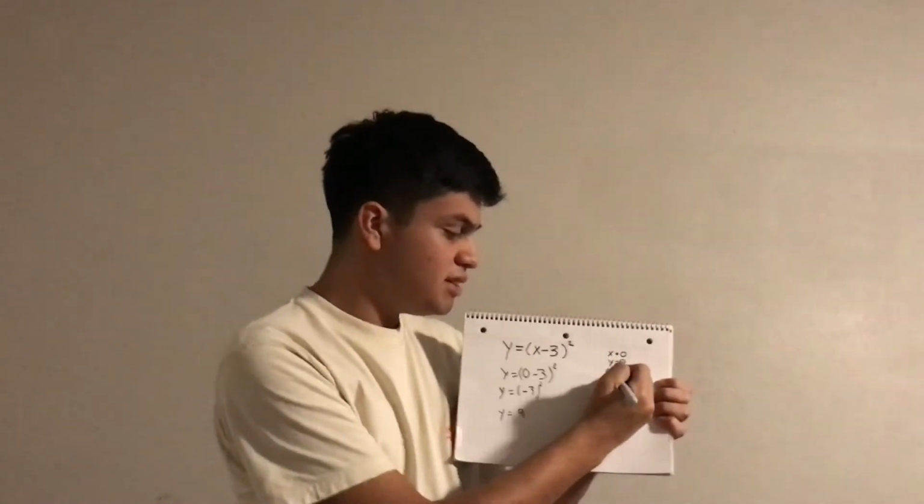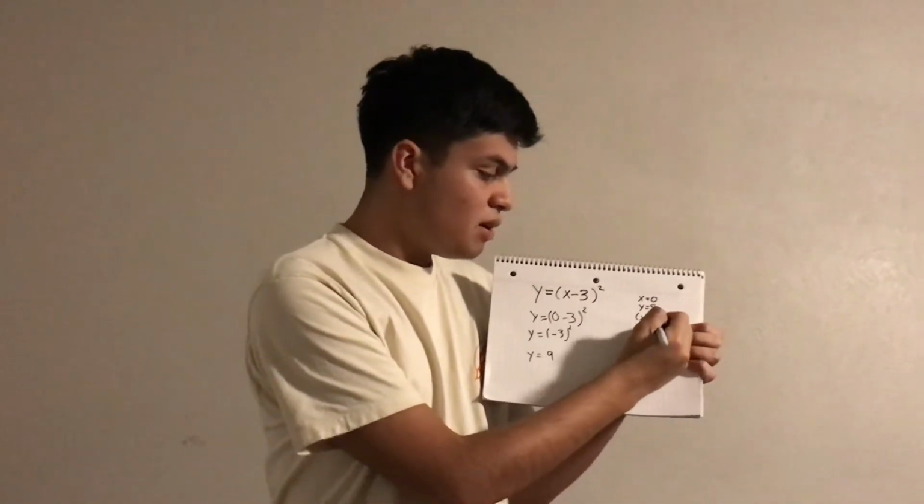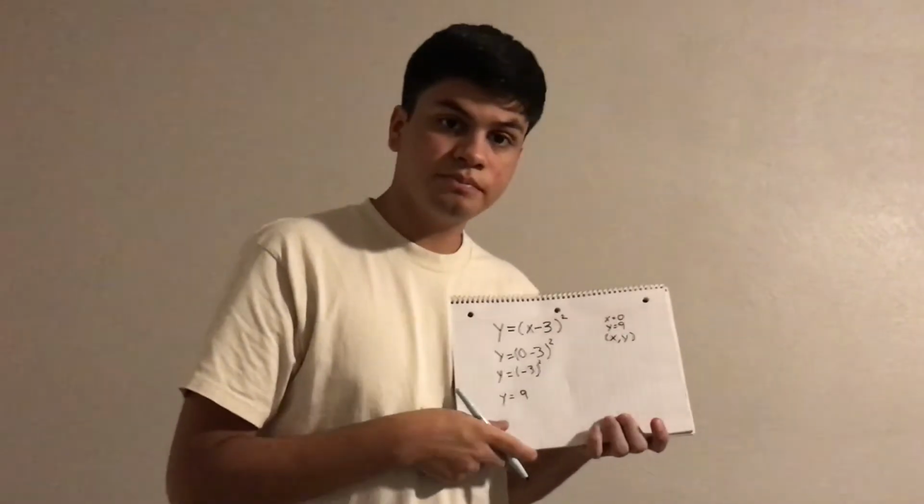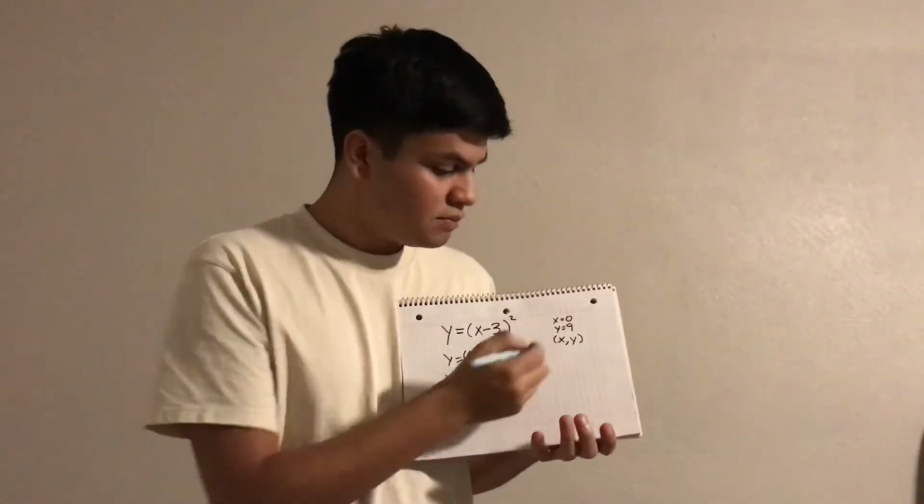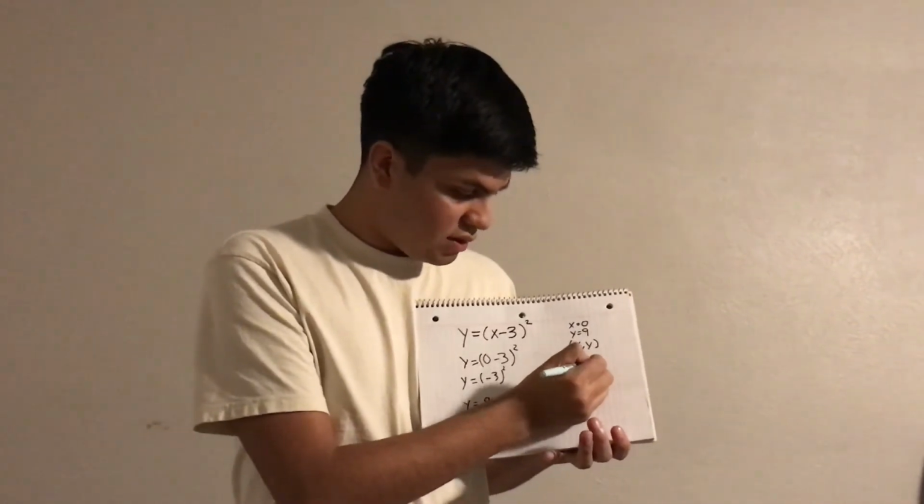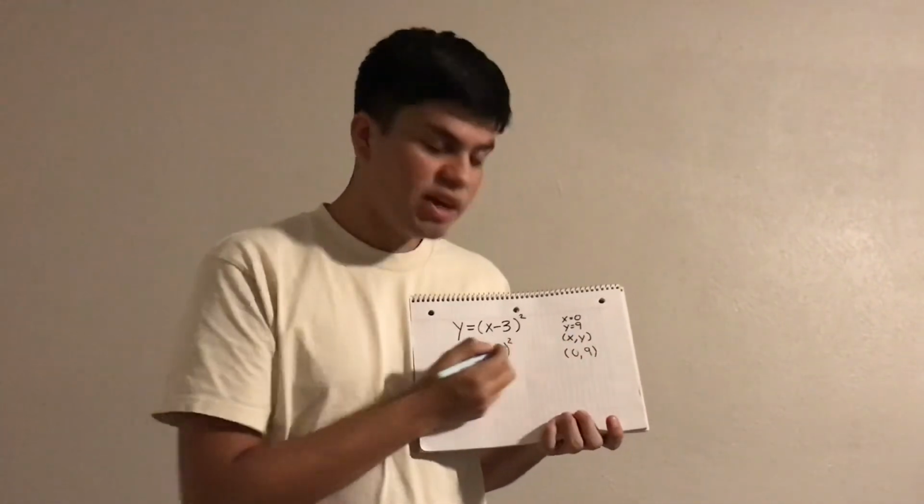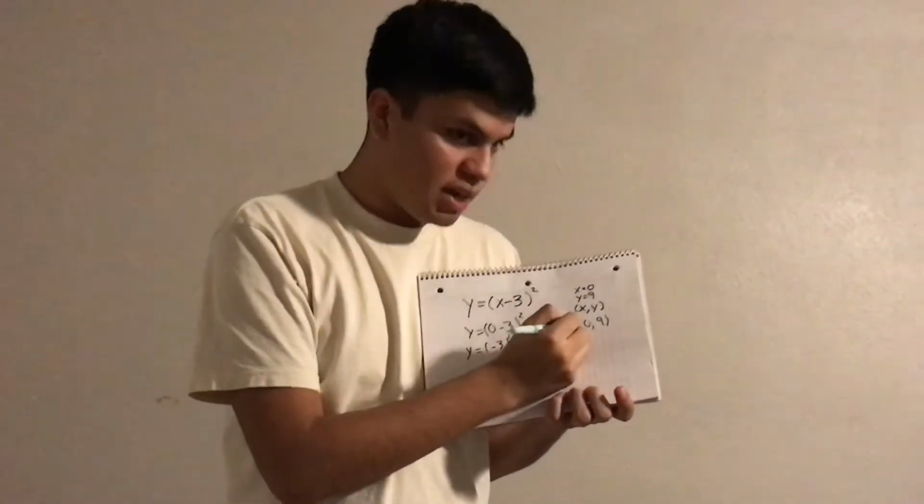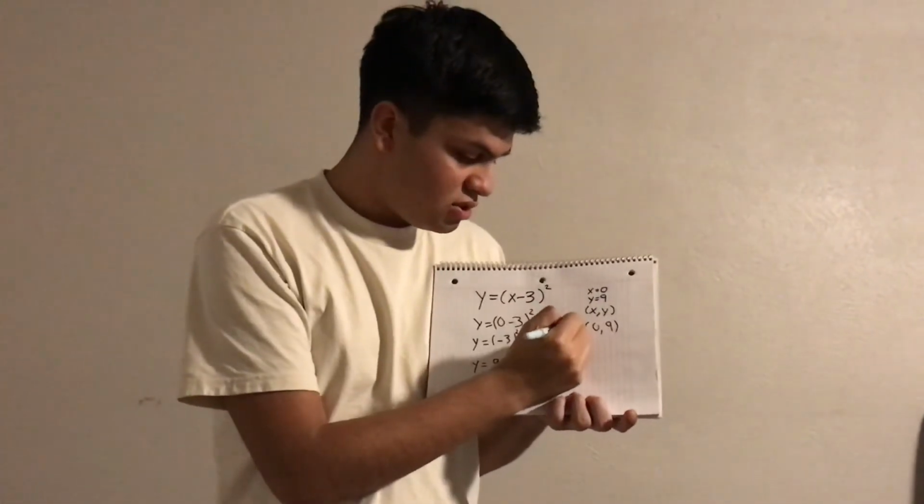Let me remind you, when writing a point, we need parentheses, x, comma, y. So could you go ahead and tell me what this point would be? Would it be parentheses 0, comma 9, parentheses? Good job. So this would be what intercept? Your y-intercept. Good job.